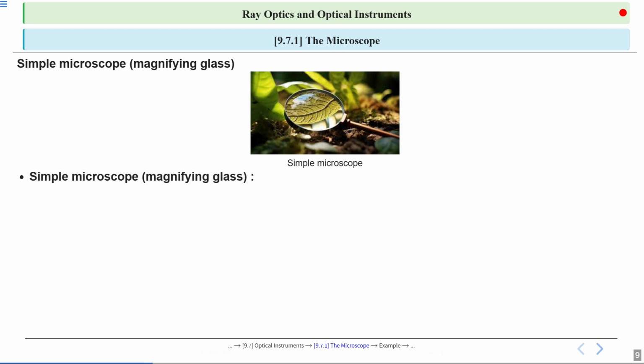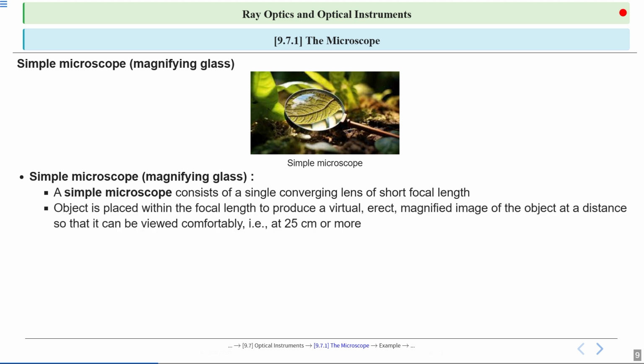Let's delve into the details of the simple microscope. It's essentially a magnifying glass which uses a single lens to enlarge objects. This simplicity makes it an accessible tool for magnification, perfect for everyday use. A key feature of a simple microscope is its single converging lens with a short focal length. This design allows it to magnify objects effectively. Remember, the shorter the focal length, the greater the magnification. If a convex lens has a shorter focal length, it will produce greater magnification.